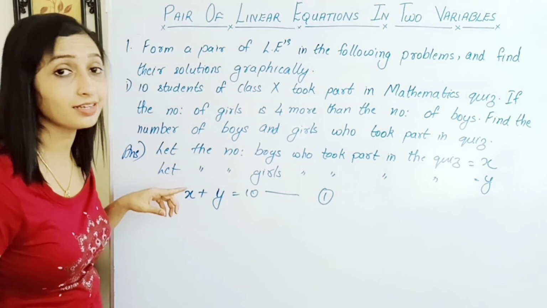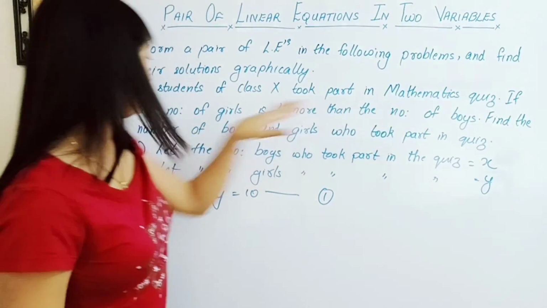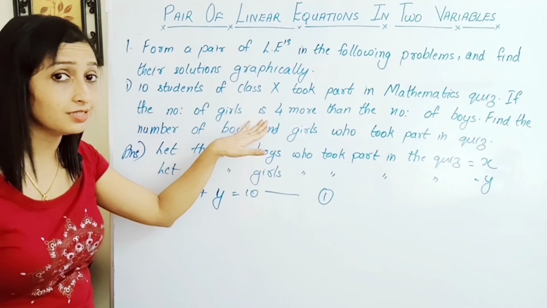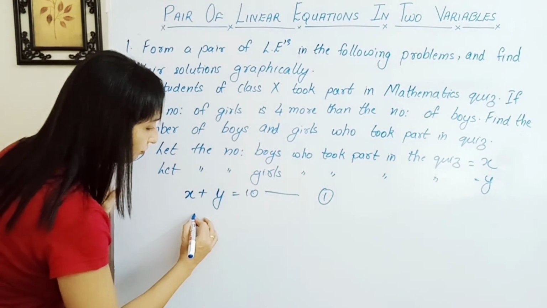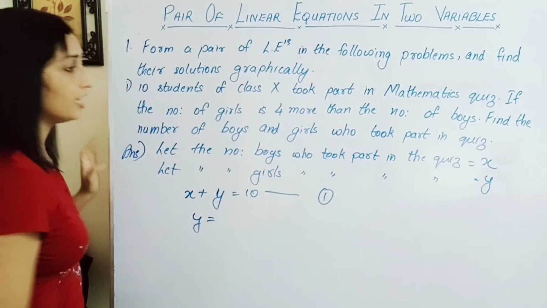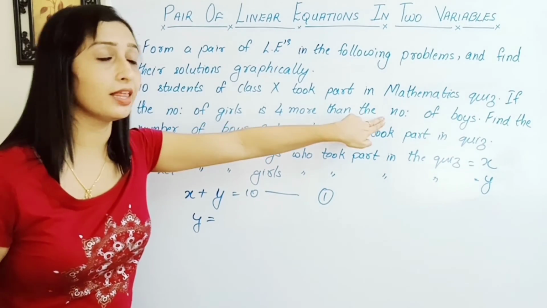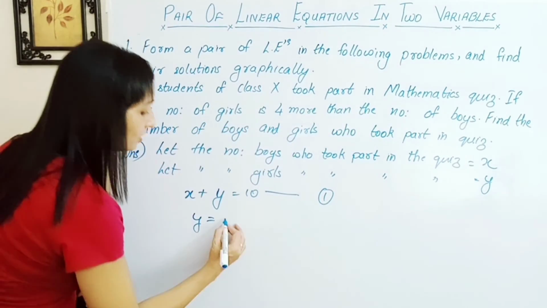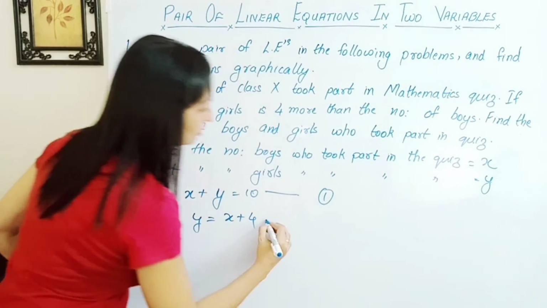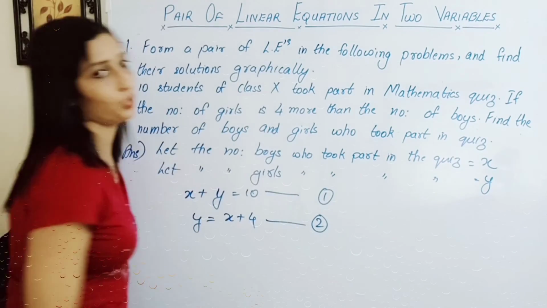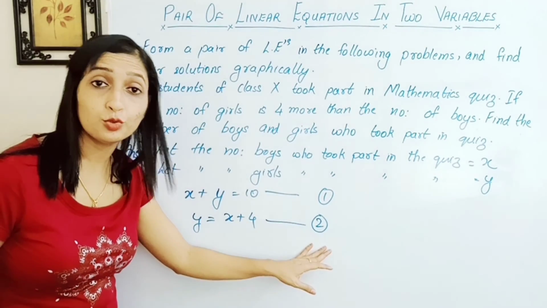Now what is the second condition given? If the number of girls, what is the number of girls? We have taken it as y. So if the number of girls is 4 more than the number of boys, y is equal to x + 4. So this is our second equation. So these are the two equations.